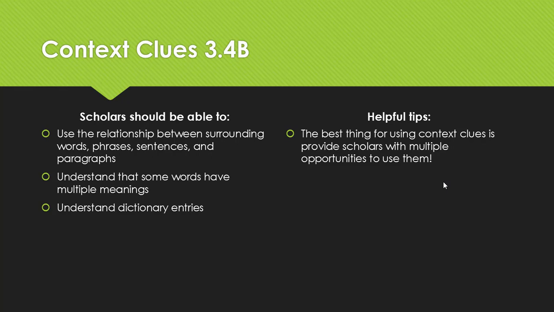The best thing to do to help scholars in context clues is just provide them with multiple opportunities to use their context clues. This is a skill that's just going to take repetition, and they're going to just have to be able to use the words around it, the phrases around it, and really just look beyond I'm stuck on this word, I don't know this word. How can you find the meaning without asking your teacher?